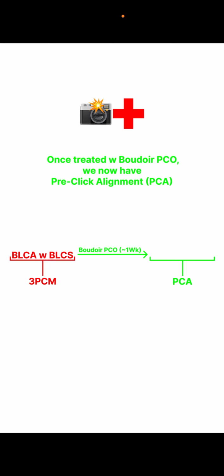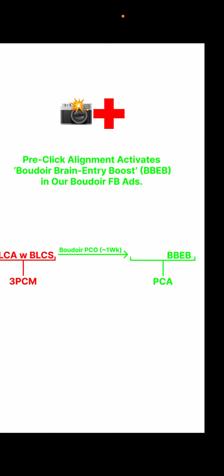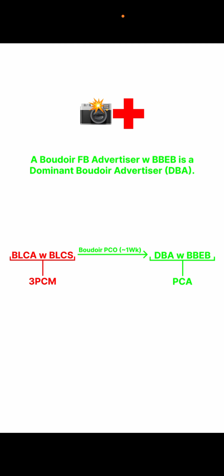So there we go on the right side. And pre-click alignment activates Boudoir brain entry boost in our Boudoir Facebook ads. AKA, we got our unique CTR above 6%. And a Boudoir Facebook advertiser with Boudoir brain entry boost is a dominant Boudoir advertiser, a DBA.